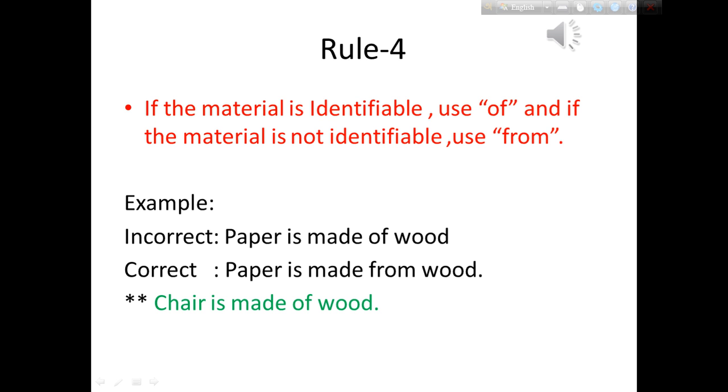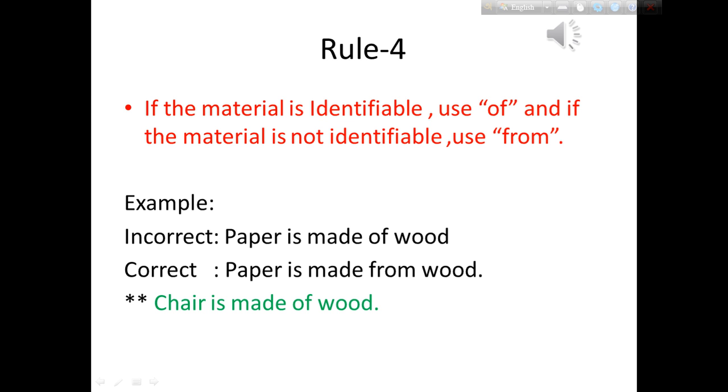Rule 4. When you have the very word made followed by the preposition of and from, here is a rule for you: when to use made of and when to use made from. If the material of a thing is identifiable, then you have to use made of. And if the material of something is not identifiable, you have to use made from. So let's have a look at what the example is going to show us.